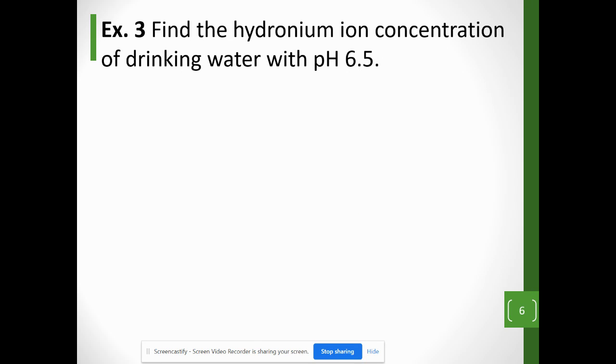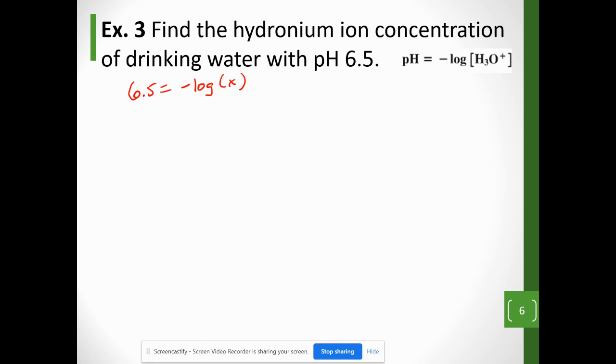Now let's find the hydrogen ion concentration of drinking water with a pH of 6.5. Okay, what do I mean by this? Let's talk about our formula. Now I said the pH is 6.5. According to the formula, I'm just going to write 6.5 is equal to the negative log. Now my value inside, the ion concentration of this drinking water, I'm just going to call it X.